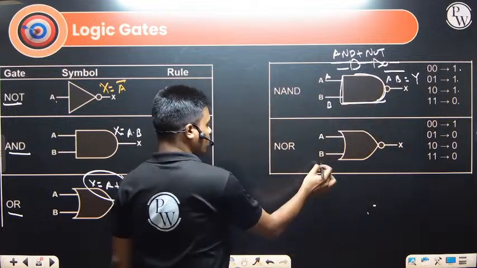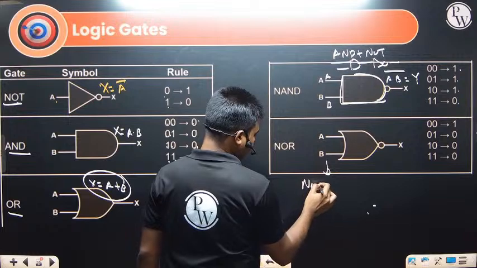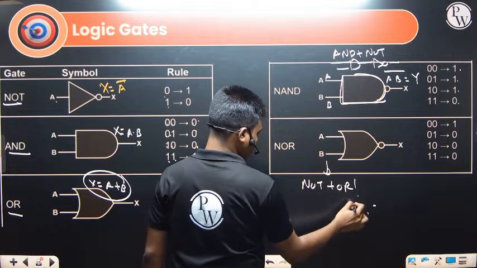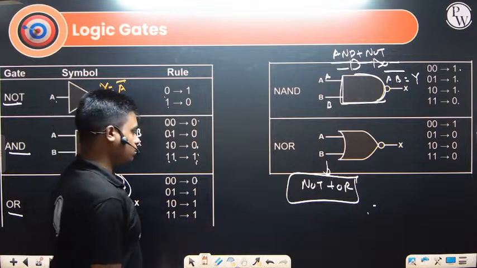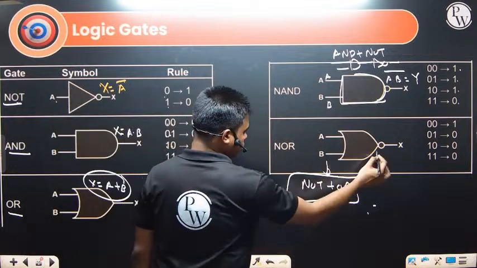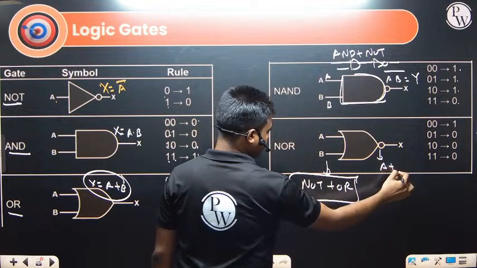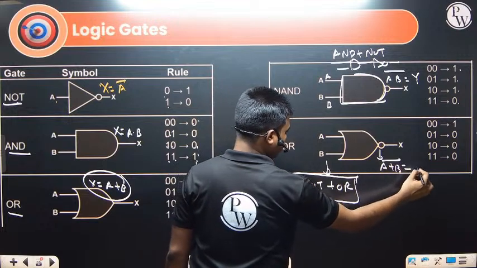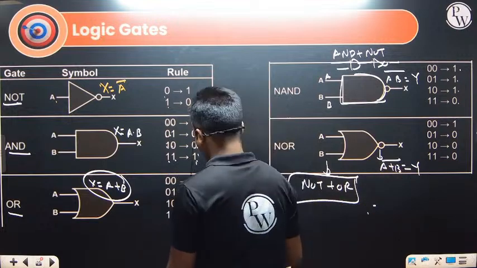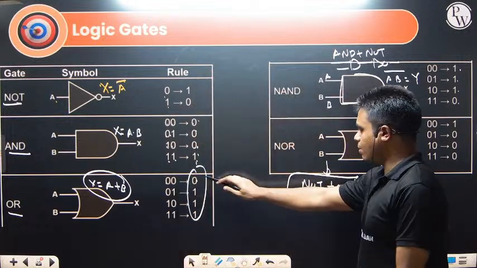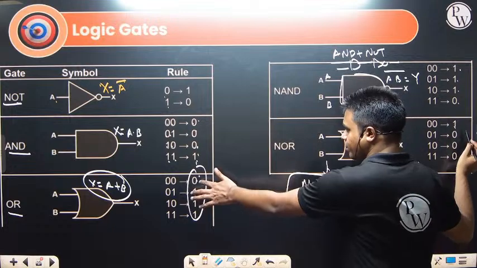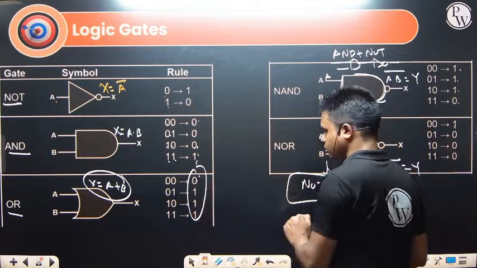And this one is NOR. What is NOR? If you break it, this will be NOT plus OR. So first OR will be there. Because of this OR, this will be A plus B. Because of the NOT, A plus B whole bar. So this is Y. And whatever the OR circuit output we are getting, that is 0 1 1 1. So the opposite of that will be 1 0 0 0.